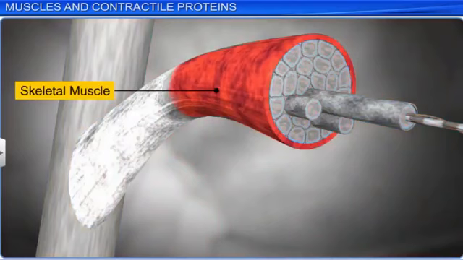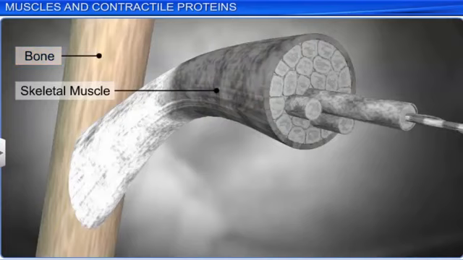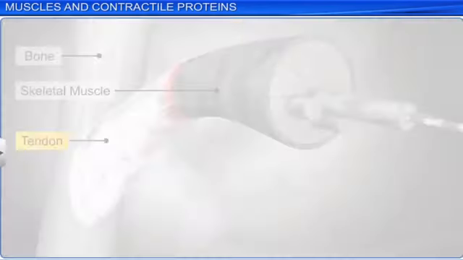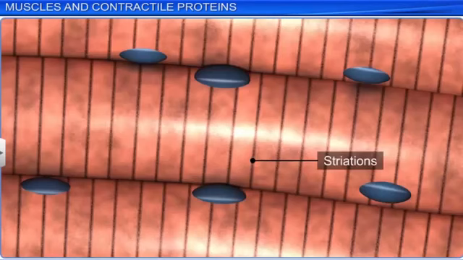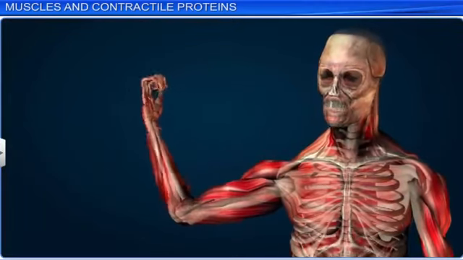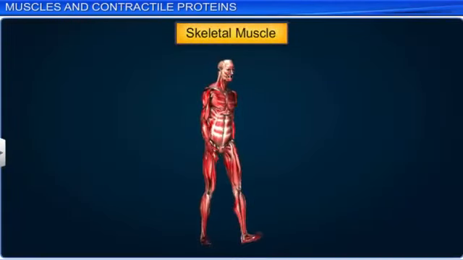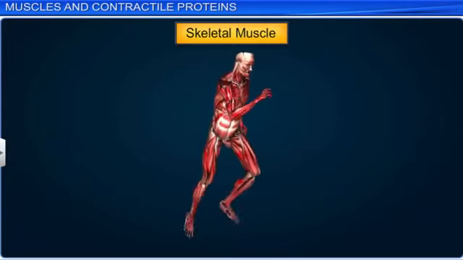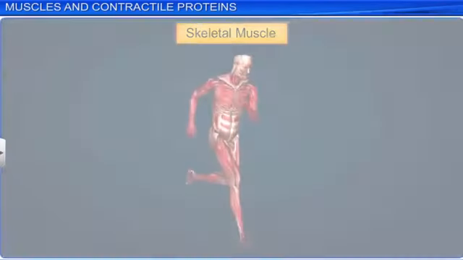Skeletal muscle tissues are attached to the bones of the body by collagen fibers called tendons. These muscles are striated or striped and are also referred to as voluntary muscles, as they are under the control of the nervous system. Skeletal muscles help in locomotion and different body postures.